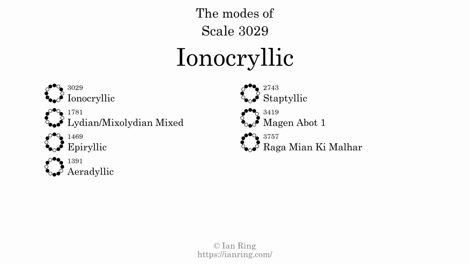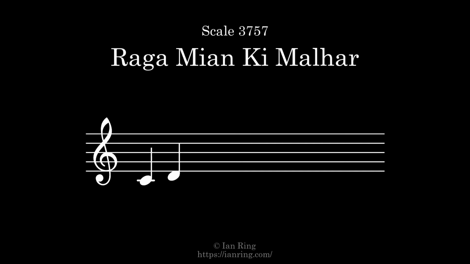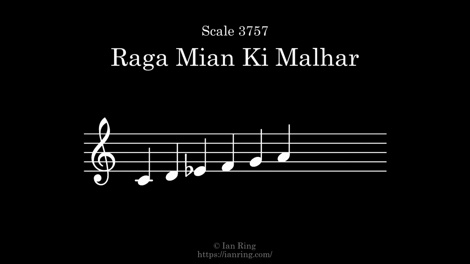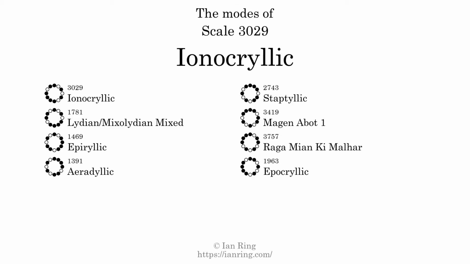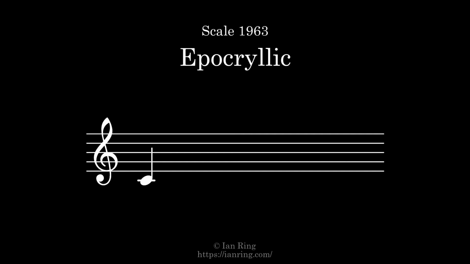The seventh mode is scale 3757, also known as Ragamianki Malha. It sounds like this. The eighth and last mode is scale 1963, also known as Ionocryllic. It sounds like this.